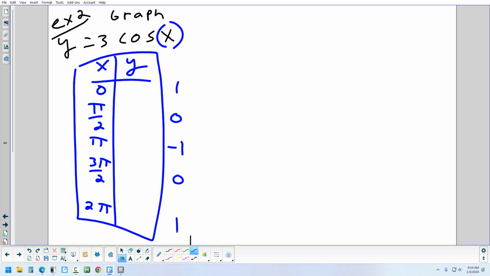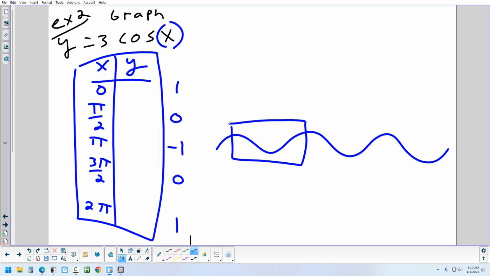and the only x values. This graph goes on forever. All that we're doing is we're trying to sketch one section. That's what our goal is. Okay. And the section that we usually sketch is the first positive section.